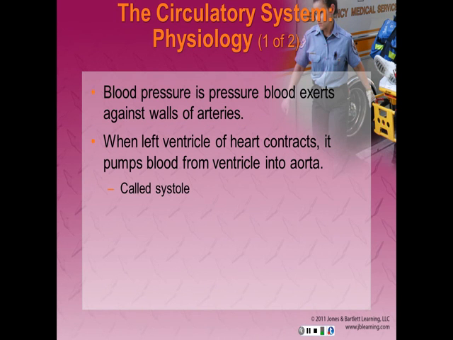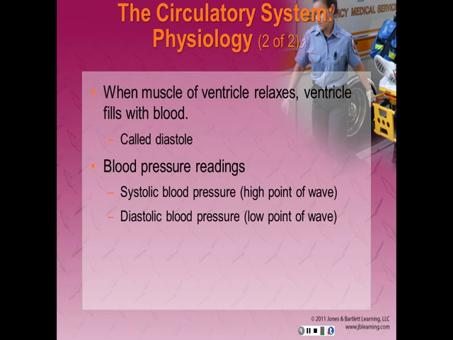The physiology of the circulatory system. Blood pressure is pressure that blood exerts against the walls of the arteries. When the left ventricle of the heart contracts, it pumps blood from the ventricle into the aorta. This is called systole. When the muscles of the ventricle relax, the ventricle fills with blood, and this is called diastole.